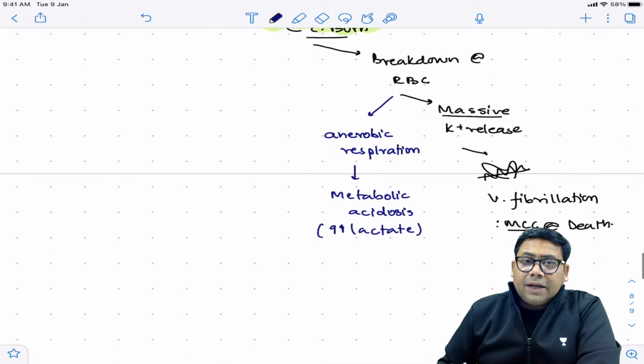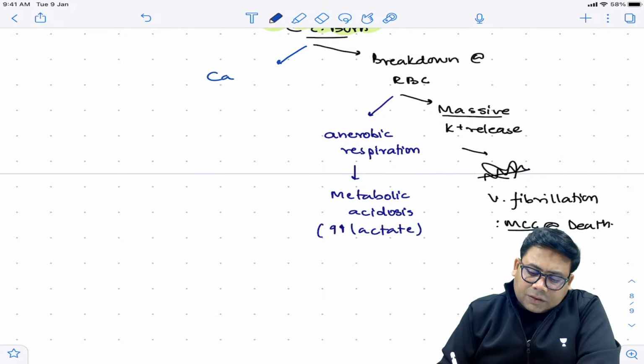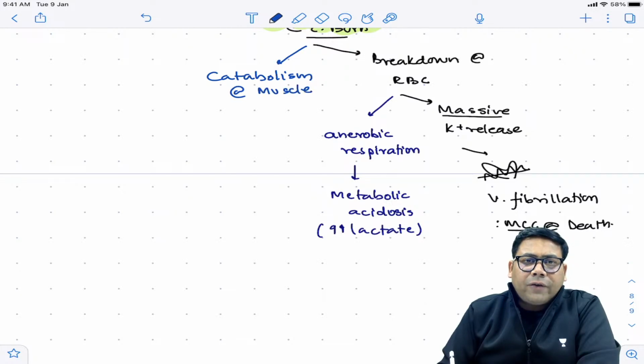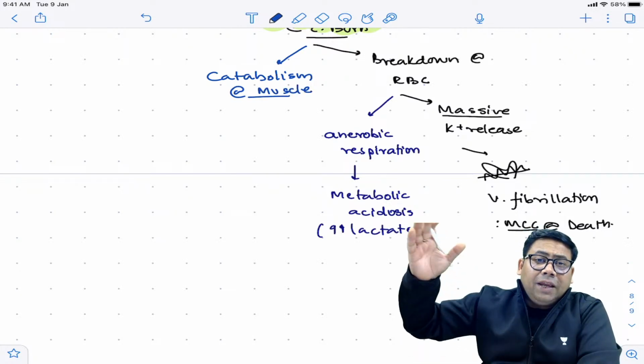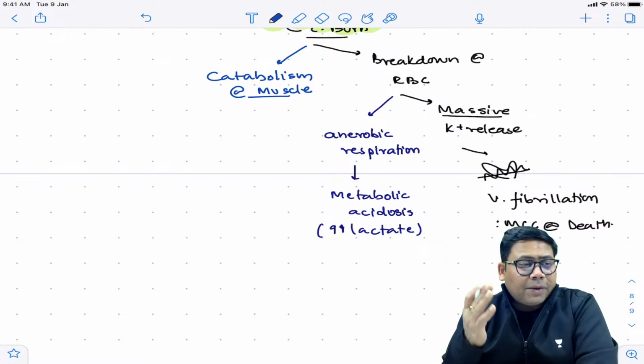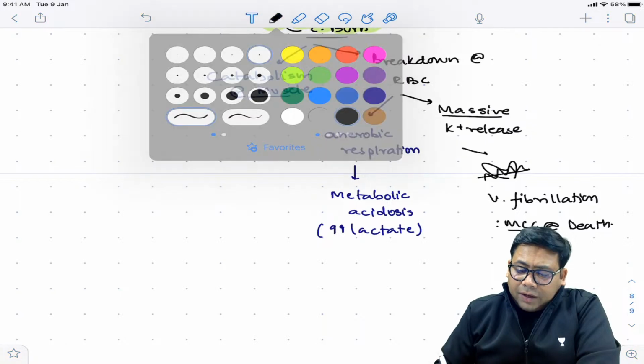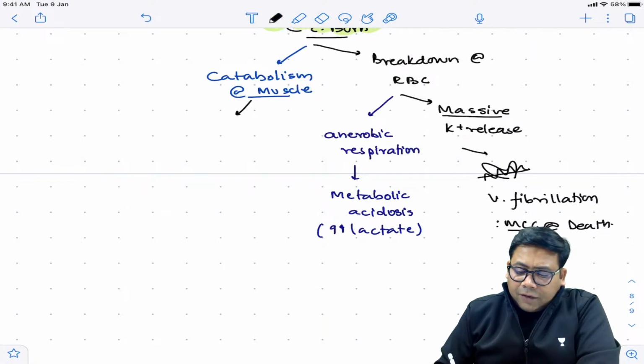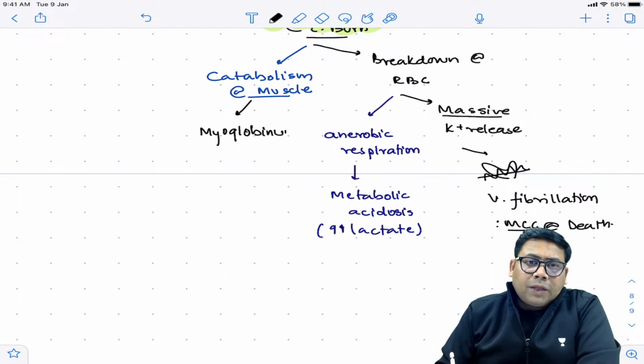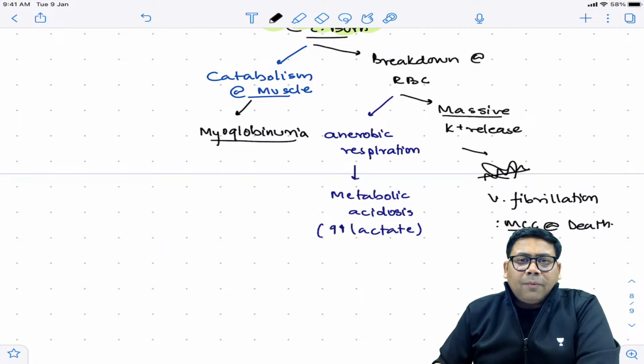Meanwhile, you are seeing that there is breakdown of what, students? Muscle also. So there is catabolism of the muscle. Once catabolism starts, it is not going to just finish in 1 or 2 days. It takes maybe weeks or months, or in some cases it might go up to years also. So there is catabolism of the muscle, and therefore the first thing that you get to see is myoglobinuria. So there is myoglobinuria, one very important thing, and the other is metabolic acidosis.